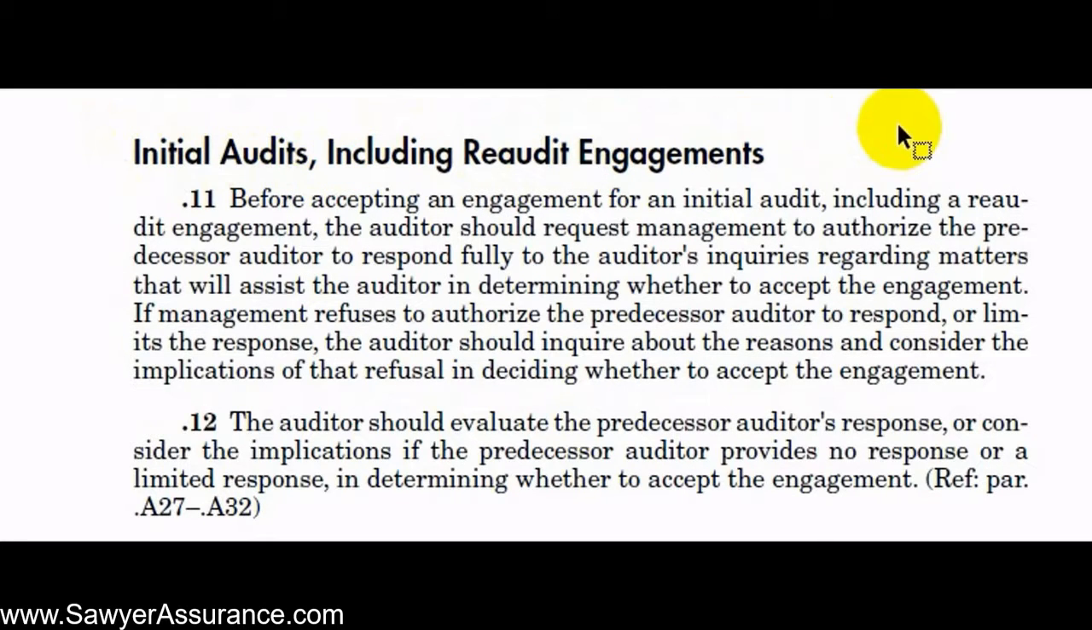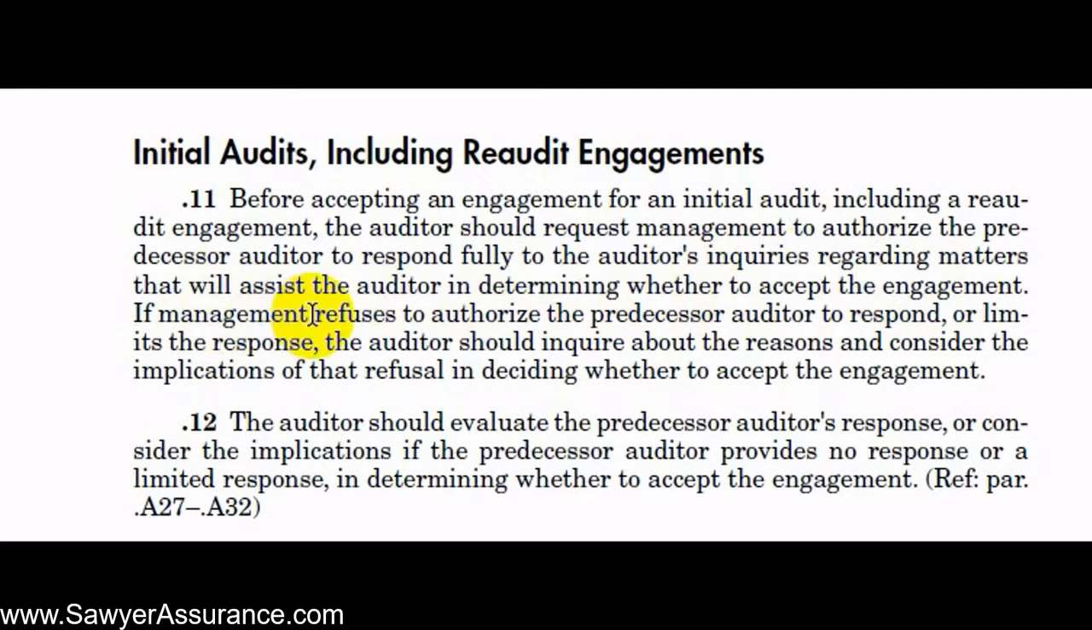And so what's very important about this is that before we accept an initial audit engagement, management needs to give us access to the predecessor auditor, so the auditor that audited their financial statements in the prior year, so that we can talk to him about certain matters regarding the audit that he did in the prior year. And it should be done before we accept the engagement at all.